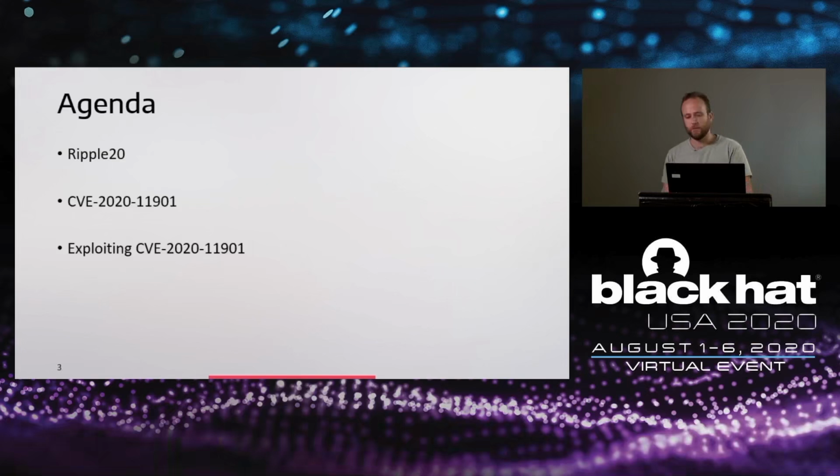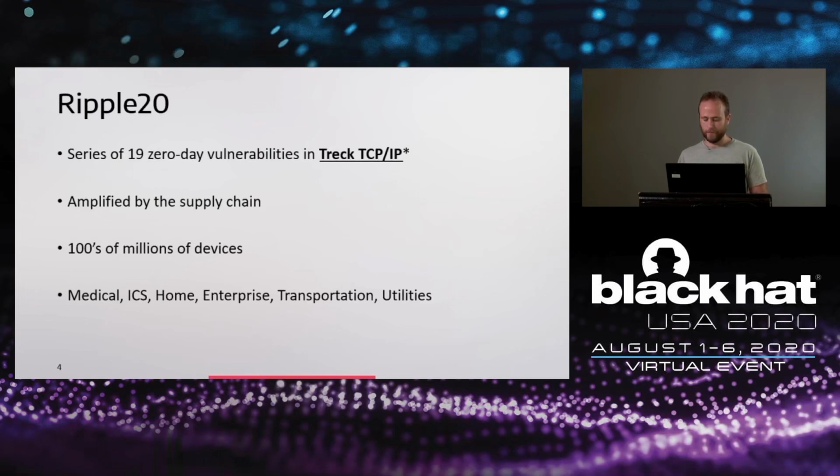Today we'll be talking about what Ripple20 is, and then diving in detail into one of the vulnerabilities, CVE 2020-11901. After that, we'll be showing some of the details about exploitation of CVE 2020-11901 and a demo of exploitation on a vulnerable device. So, Ripple20.